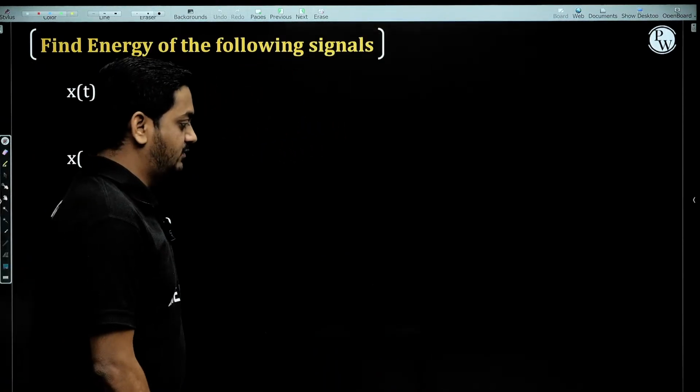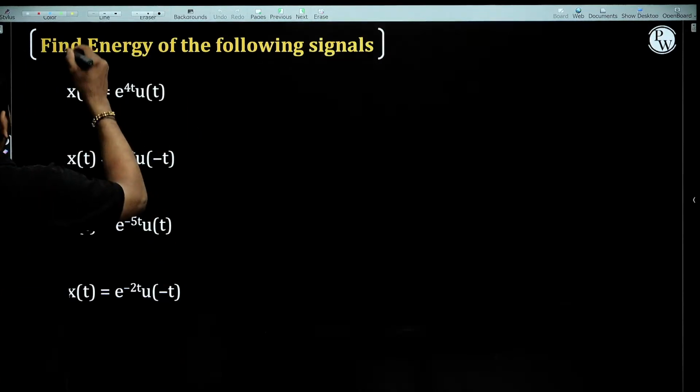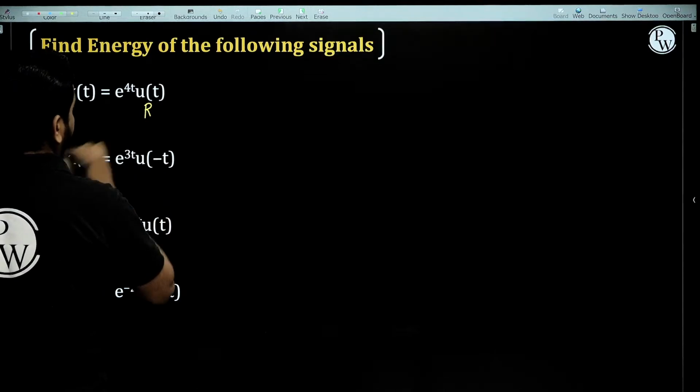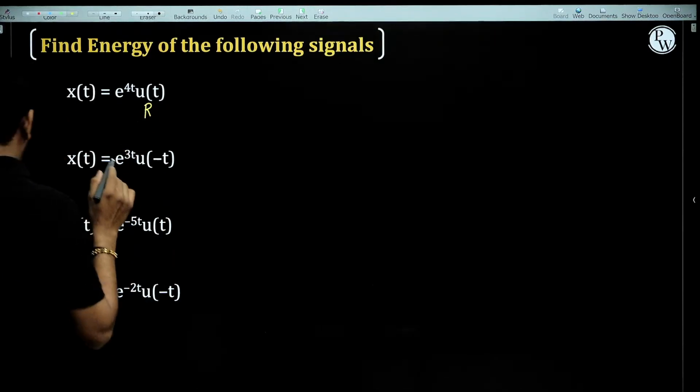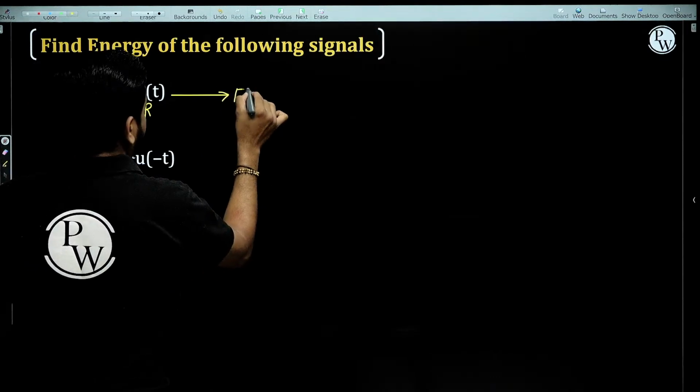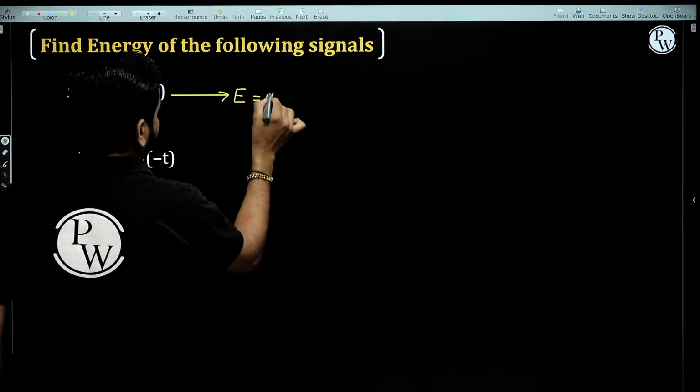Infinite, 1 by 6, 1 by 10, infinite. Okay, very good. Now see here, plus t plus t. So this is a right sided signal, but right side is increasing because plus t, already I told you. So it is an increasing function, and if it is an increasing function, whether that is right side or left side, energy will be always infinite guys.